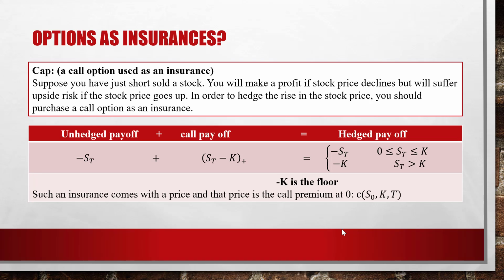If S_T, the stock price, is less than the strike, then the (S_T minus K)+ function is 0, and the hedged payoff is minus S_T. If S_T is greater than the strike, then (S_T minus K)+ is S_T minus K, and adding the unhedged payoff minus S_T, we get minus K for the hedged payoff. Here minus K is the cap. Such insurance comes with a price, called the premium at time 0, which is the call premium C(S_0, K, T).